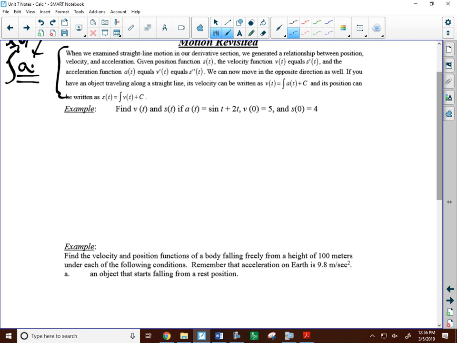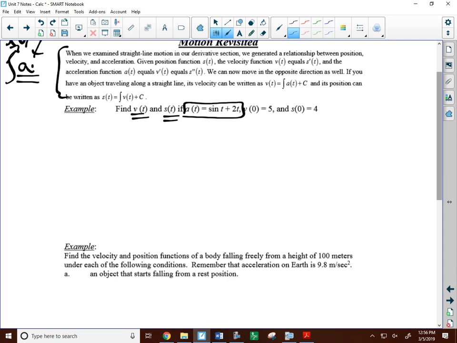Again, a couple of units ago, I started with s, and we got v and a. Here we're starting with a and getting back to v and s. So find the velocity and position functions, given this acceleration function, and then we have some initial conditions: velocity at 0 is 5 and position at 0 is 4.